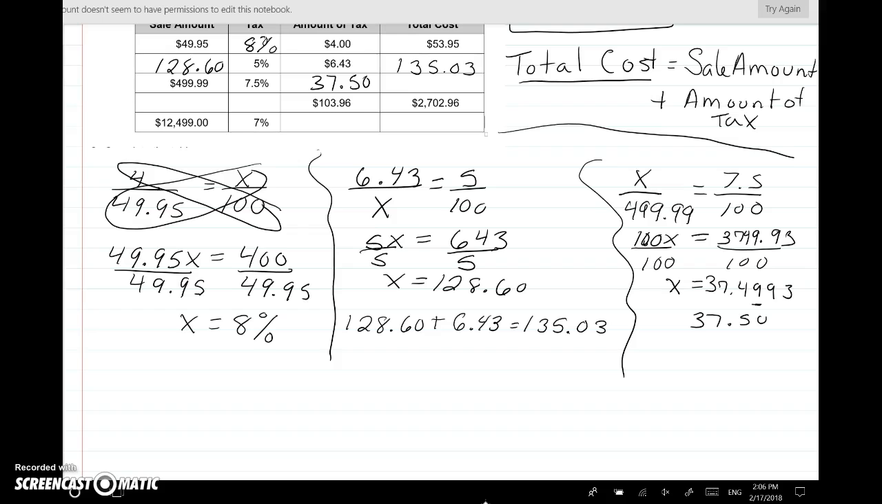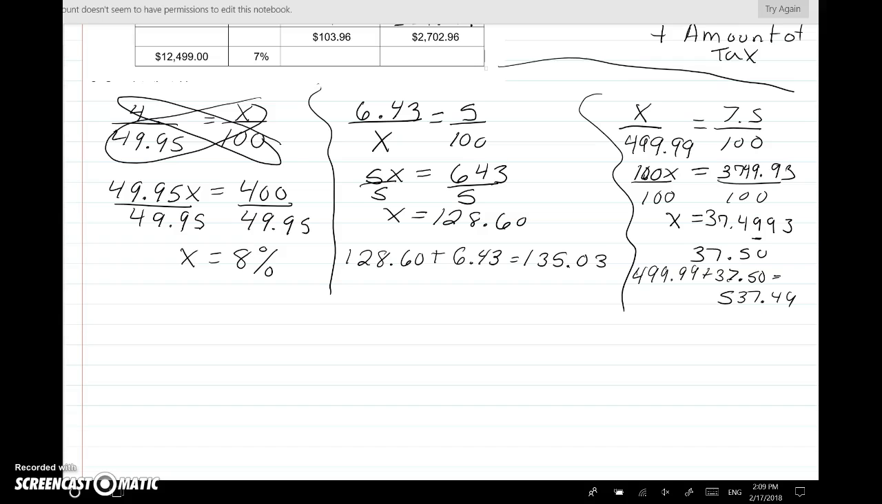And now we have to add that tax to our sale amount. $499.99 plus $37.50 equals $537.49. Okay, last two. Here we go.